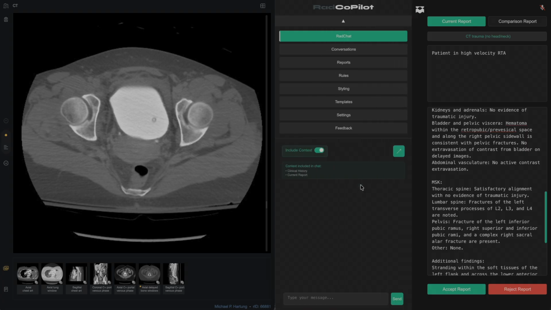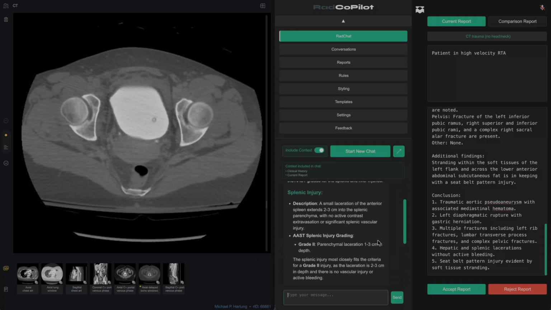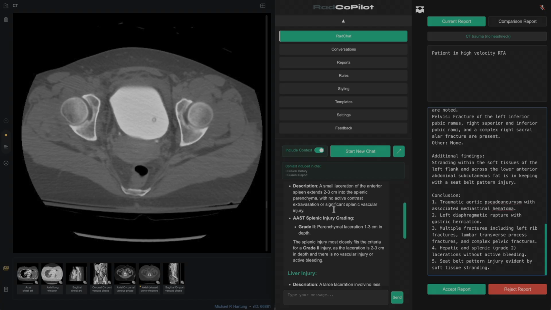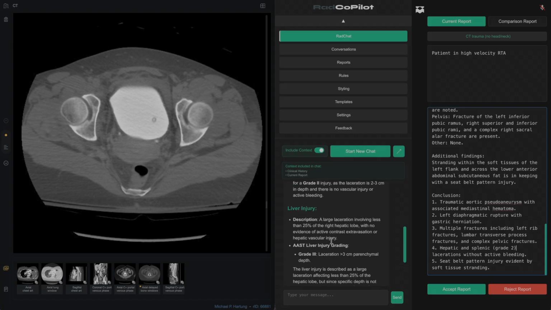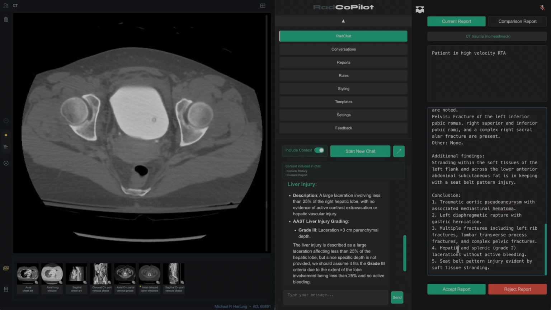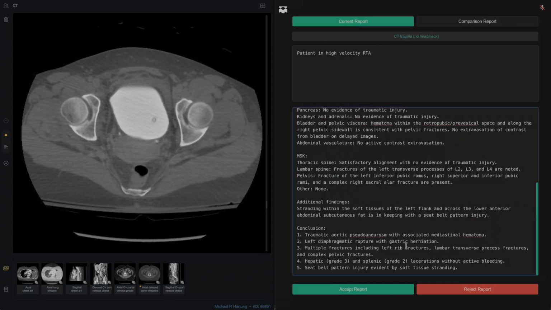Great. Okay, now what I would like to do is, can you help me give an AAST grade for the splenic and liver injuries? So for the spleen, it's giving me grade 2. Yeah, that seems to fit with the description. And then for liver, it's grade 3, laceration greater than 3 cm parenchymal depth, but less than 25%. Yep, okay. So let's put that in. Fantastic. Okay, let's finish our report there.